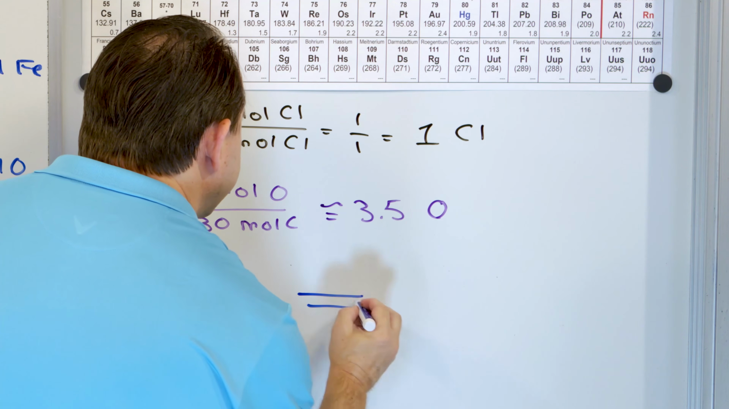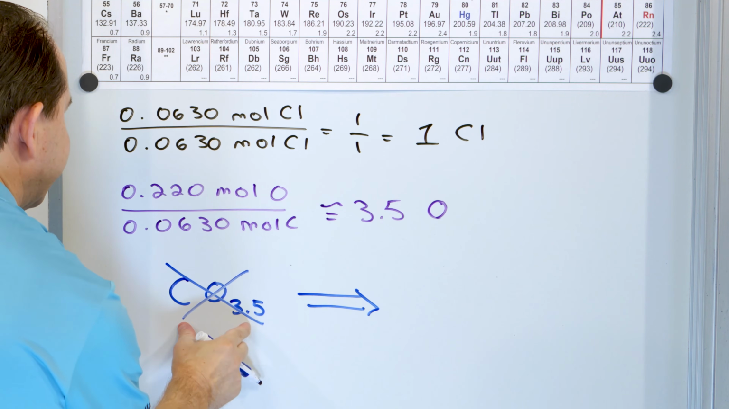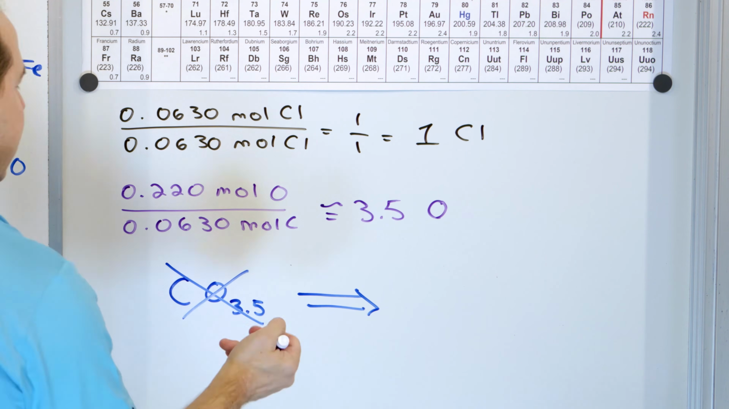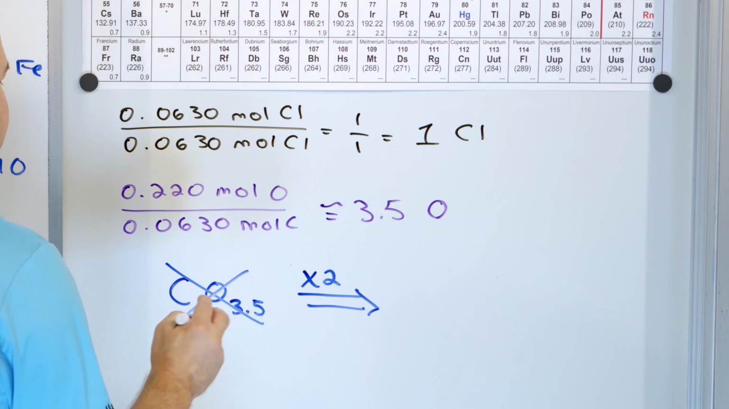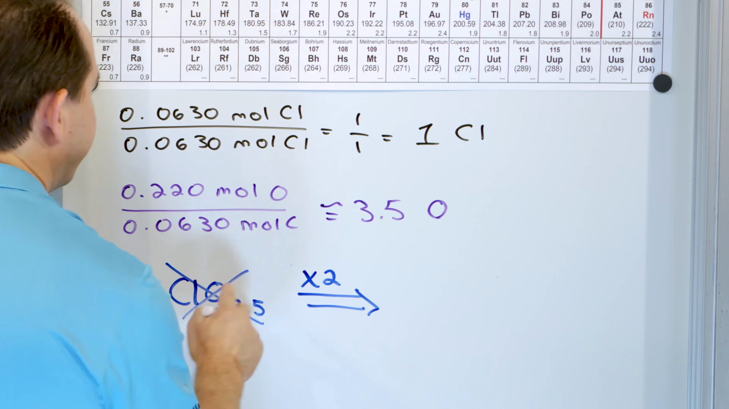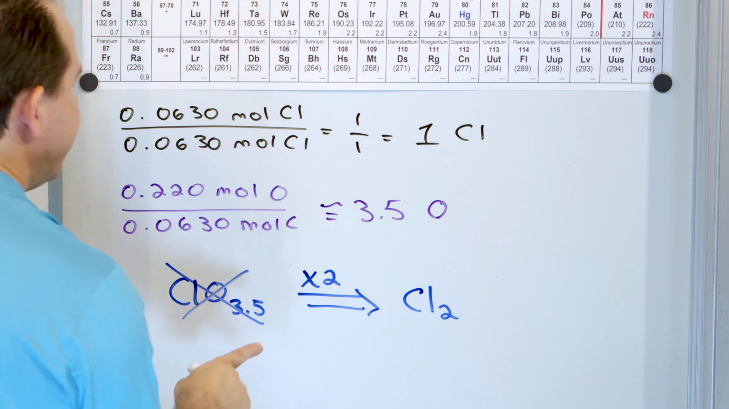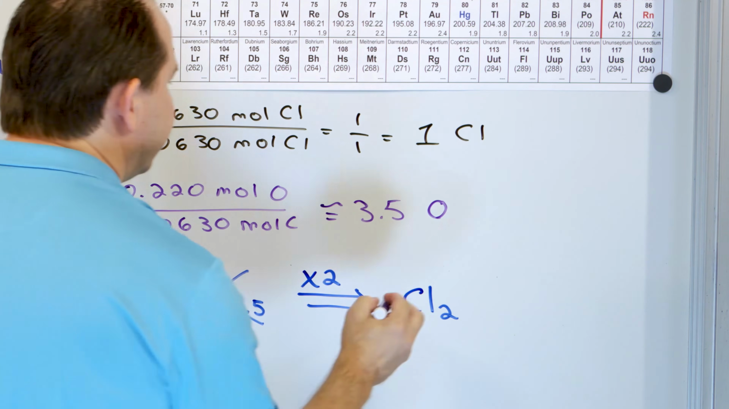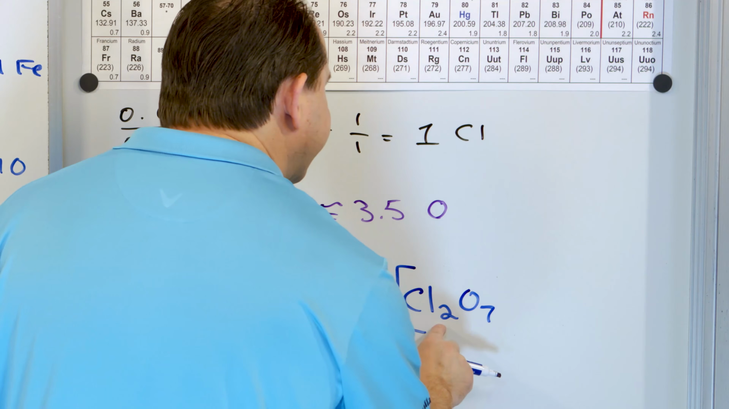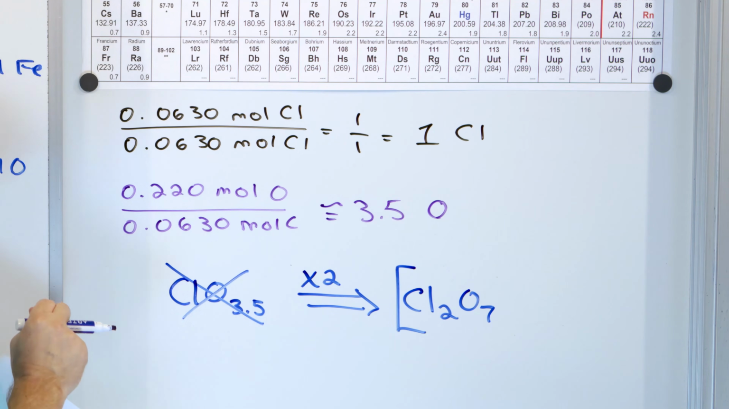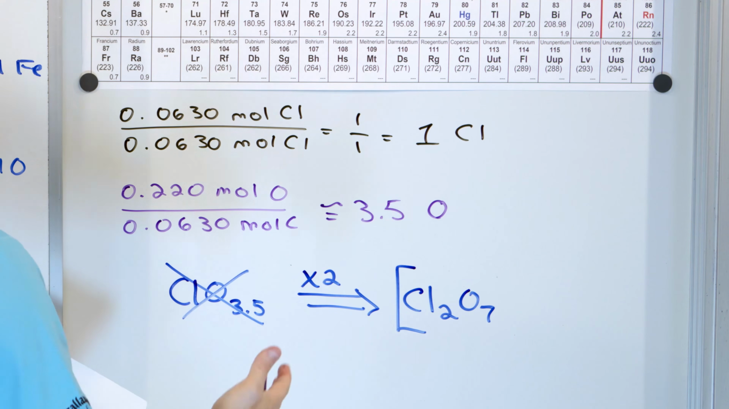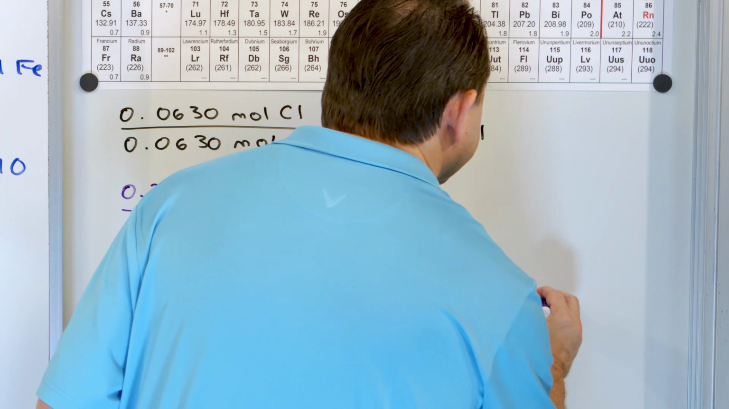But what we can do is we can multiply each of these subscripts by a common number. And we know, since this is 3.5, the easiest way to make it a whole number is to multiply by 2. So what we can do is multiply the coefficient of this, the Cl, by 2, and then the oxygen, we multiply by 2, and then we get O7. So Cl2O7. And this is the smallest whole number ratio that we can get between these guys, because we can't divide these subscripts by anything to make them smaller and still have a whole number. And so this is the empirical formula.